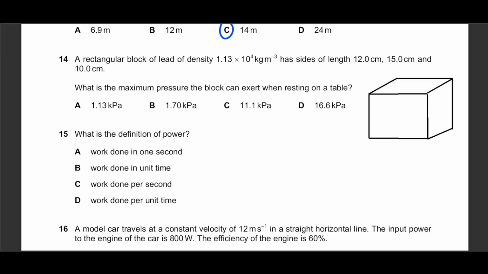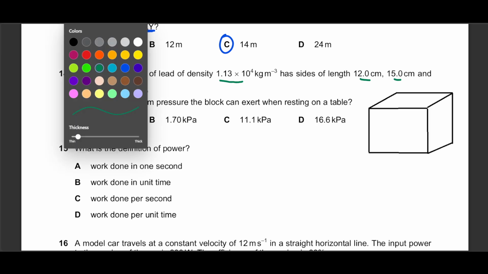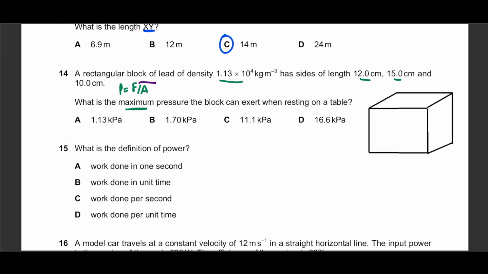Question number 14, he says, we have the density of the block, we have the length, width, and breadth. He says, what's the maximum pressure? So pressure is equal to force over area. We can't change the force because force is being produced by the weight of the object. But we can change in which orientation we should place the block so that it maximizes the pressure.